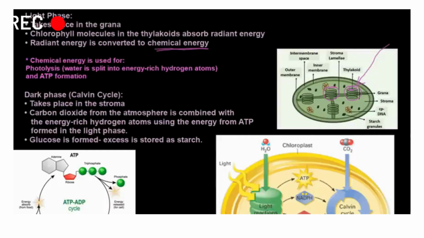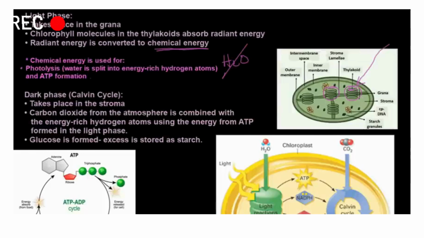So what is chemical energy used for? It is used in the process of photolysis, which is when we split water, splitting the oxygen from the energy-rich hydrogen atoms. It is also used in the formation of ATP, which stands for adenosine triphosphate. It's an energy carrier, basically, that is found in cells.